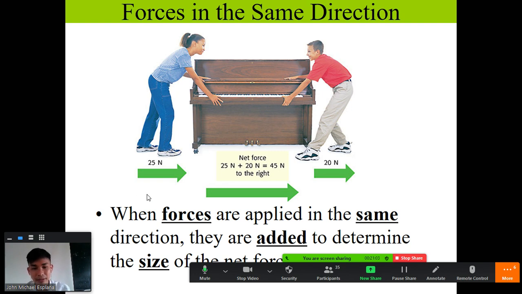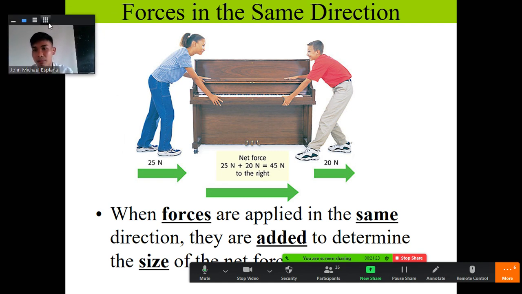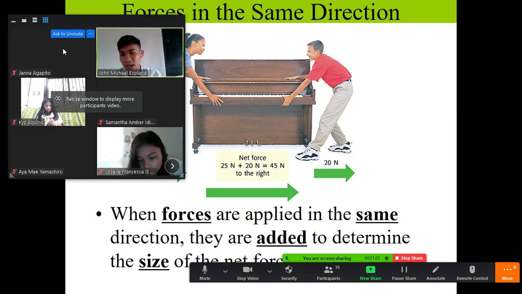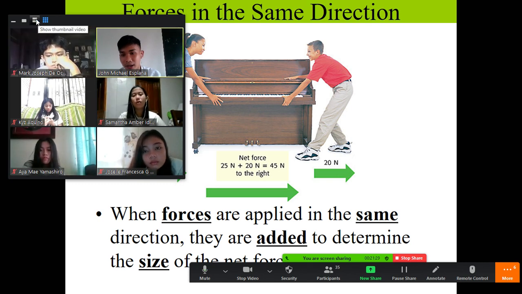Okay, so as I said, the greater the magnitude of the force, the greater the size or the number of the force, for example, 25 Newton as compared to 20 Newton, so the higher the magnitude of the force. So mas malakas dito. Which one has greater force? Is it the girl or the boy? Giselle. Sino yung mas malakas sa dalawa? The girl or the boy? The girl.